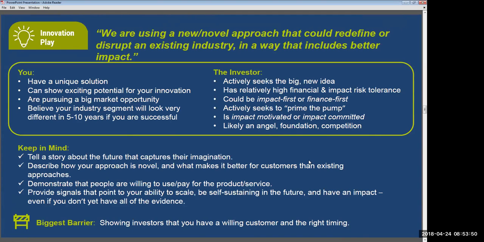But the barrier in this one is showing investors that you have a willing customer, the right timing, and some sort of leapfrog idea. And again, if you're looking for fellowships or you're looking at competitions, this is commonly the frame that those competition judges are applying.